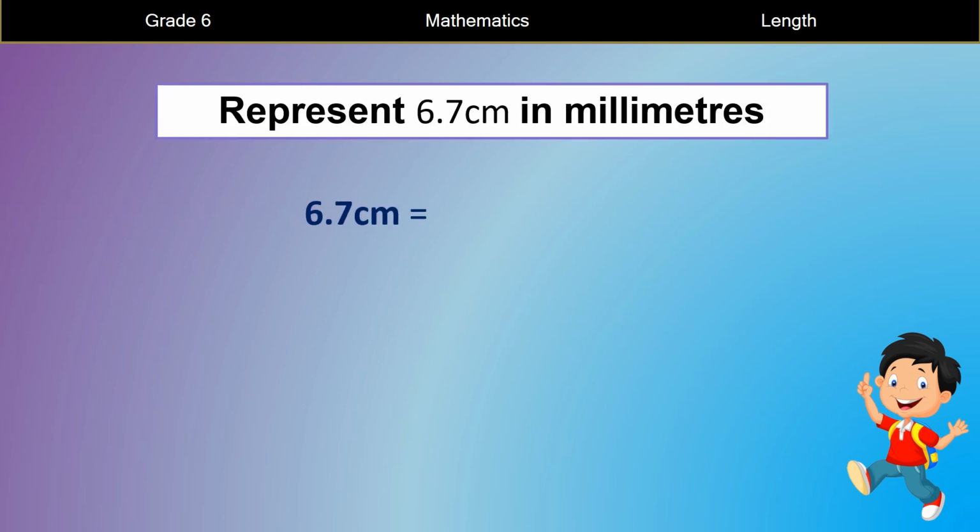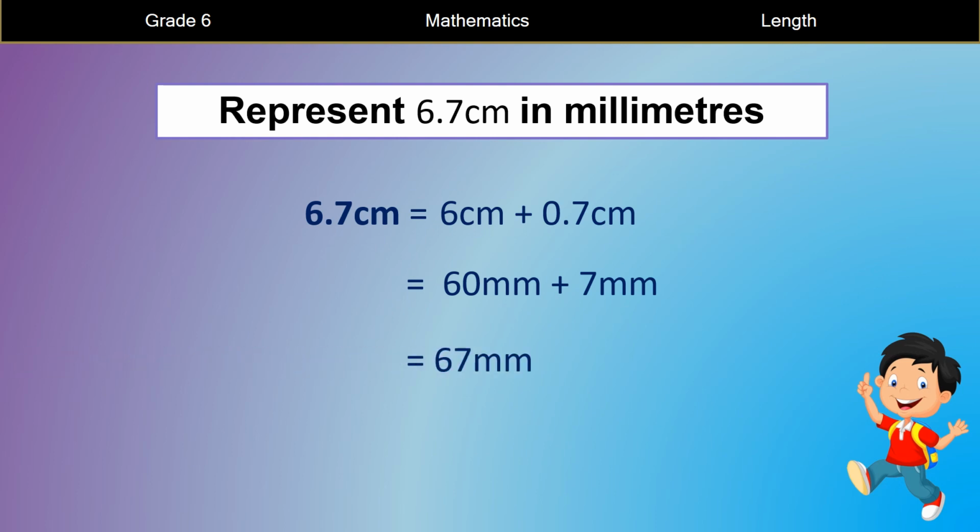And then let's represent 6.7 centimeters in millimeters. We know that 6.7 centimeters is 6 centimeters plus 0.7 centimeters. We know that 6 centimeters is 60 millimeters and 0.7 centimeters is 7 millimeters. Then the answer is 67 millimeters.